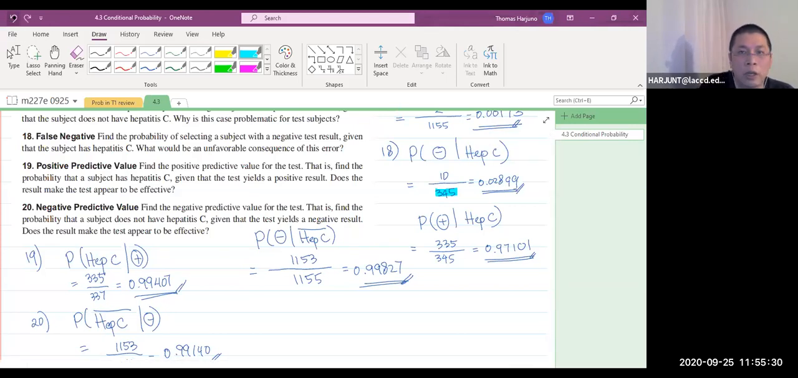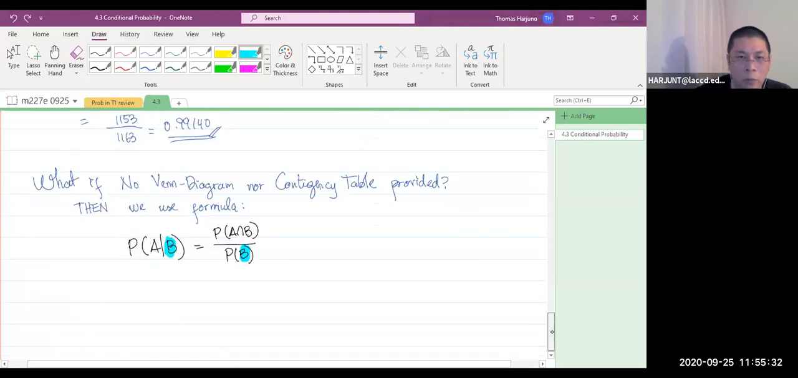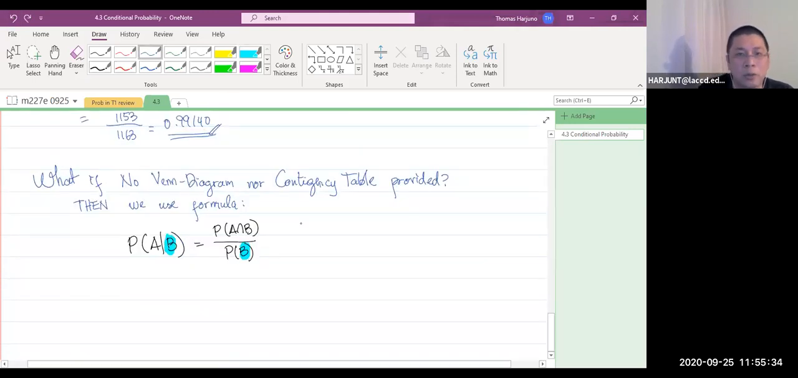In the past, prior to this formula, we computed this probability this way: the number of elements of the intersection divided by the number of elements in the condition. That's how we did it earlier, right? But what if we are not given the number of elements? What if we don't have this? Then we use the probability.